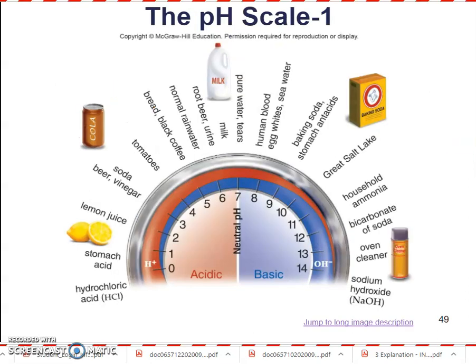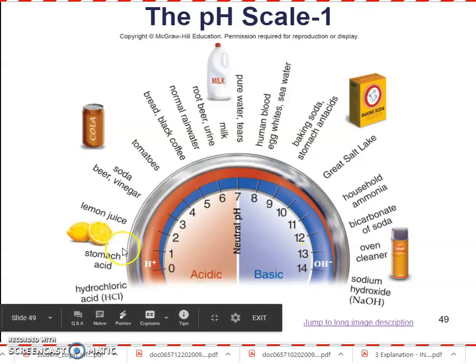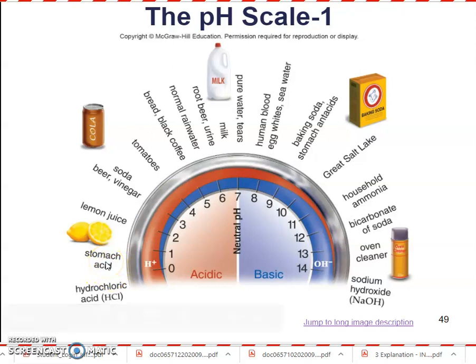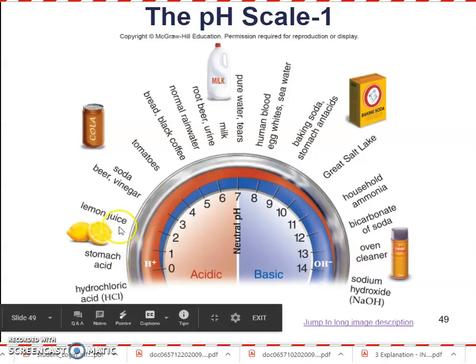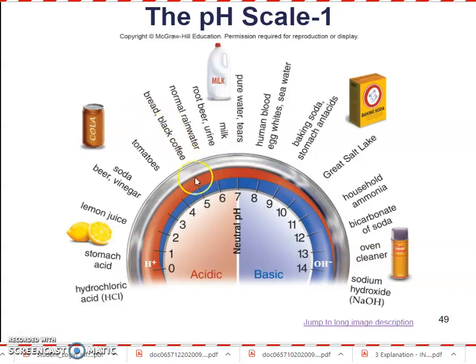Okay, here is a diagram showing some common substances and their pH. All right, stomach acid is very, very acidic. Its job is to break down food, so you want it to be acidic. You want it to be able to break those molecules down. Lemon juice, about a 2. Right, bread and black coffee is about a 5.